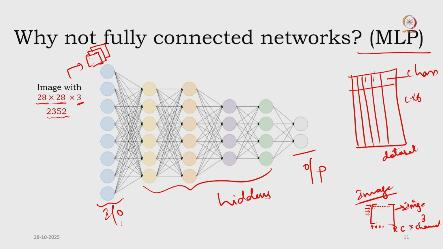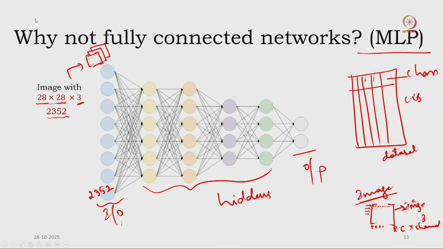Now, if 2352 neurons are passed as an input to a hidden layer, just imagine how many weights we are going to have. Every neuron is connected to every other neuron. So in this particular place we have 2352. You can imagine what the complexity of the model will be.